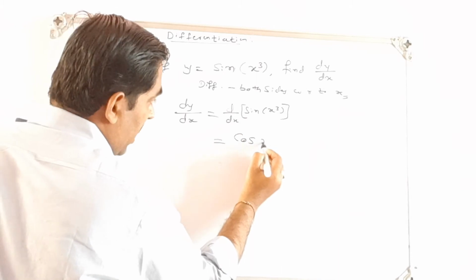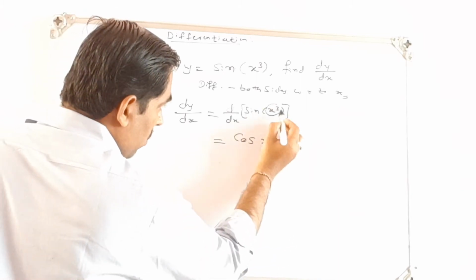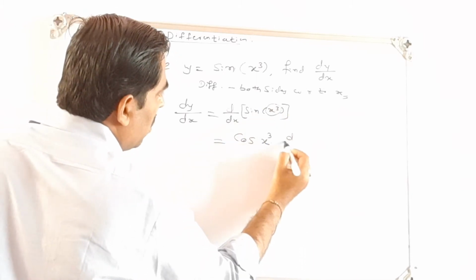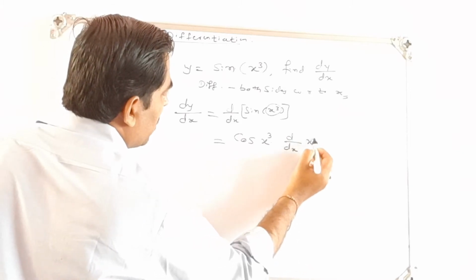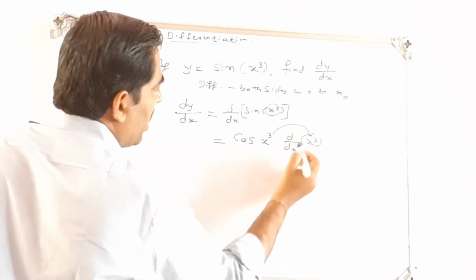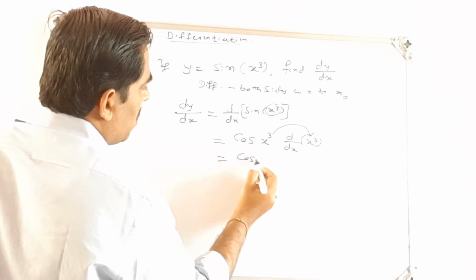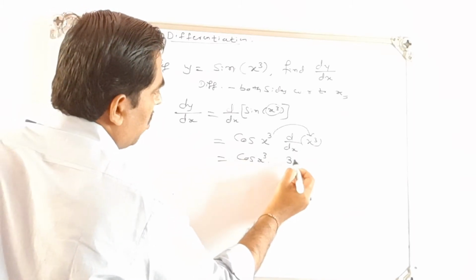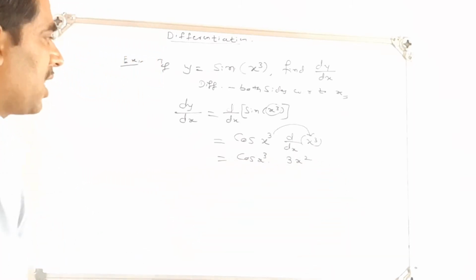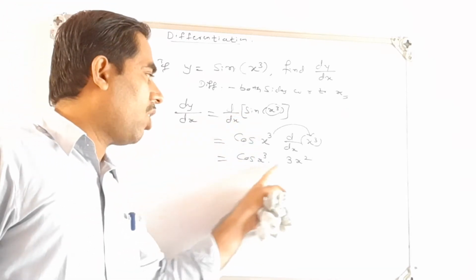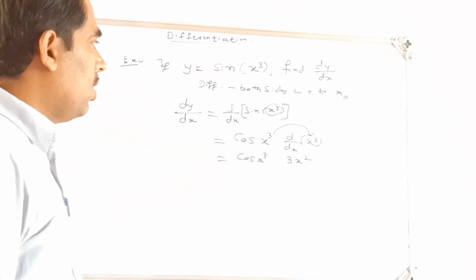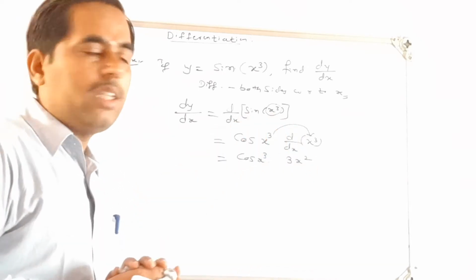Cos x, where x means x cube, into the derivative of the inner quantity, the derivative of x cube. So that is cos x cube into the derivative of x cube, as we did earlier, that is 3x square. So the derivative of sin x cube is cos x cube into 3x square. In this way we can use the chain rule.